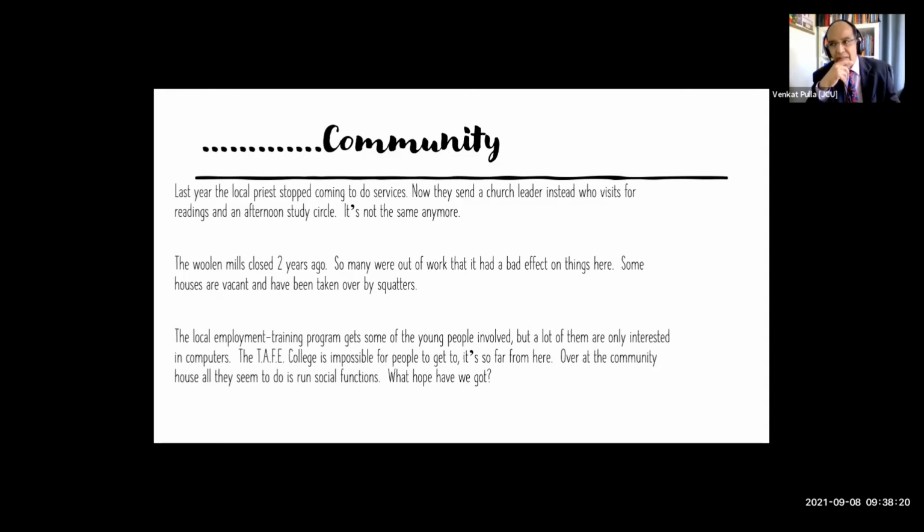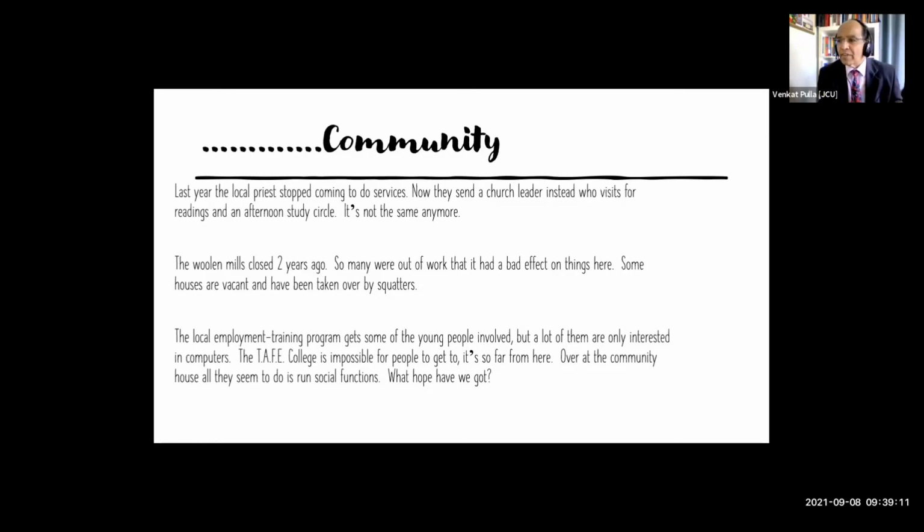Further story in the same village. Last year, the local priest stopped coming to do the services, means the church services. Now they start sending a church leader. He visits on a weekly basis and does some kind of study circle. And people don't see that it looks the same anymore. There was a woolen mill there that closed 2 years ago. So many workers went out of work. It had a bad effect on things here in this particular village. Some houses are vacant and they've been taken over by squatters. This doesn't happen in Australia probably, but somewhere, this case study is from somewhere.